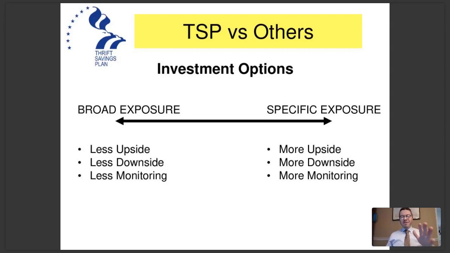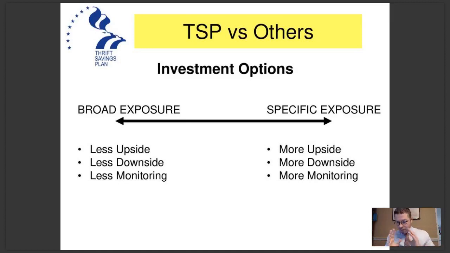But if you said, you know what, Stefan, I just want broad market exposure. I just want to set it and forget it, not monitor it. I don't care about pursuing upside. I just want to minimize my downside with as little monitoring needed as possible. Well, then the TSP provides you with that.